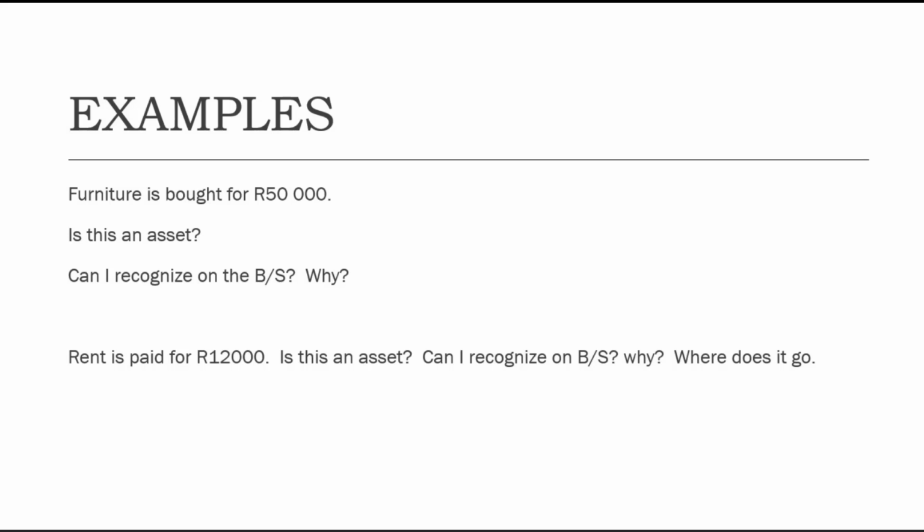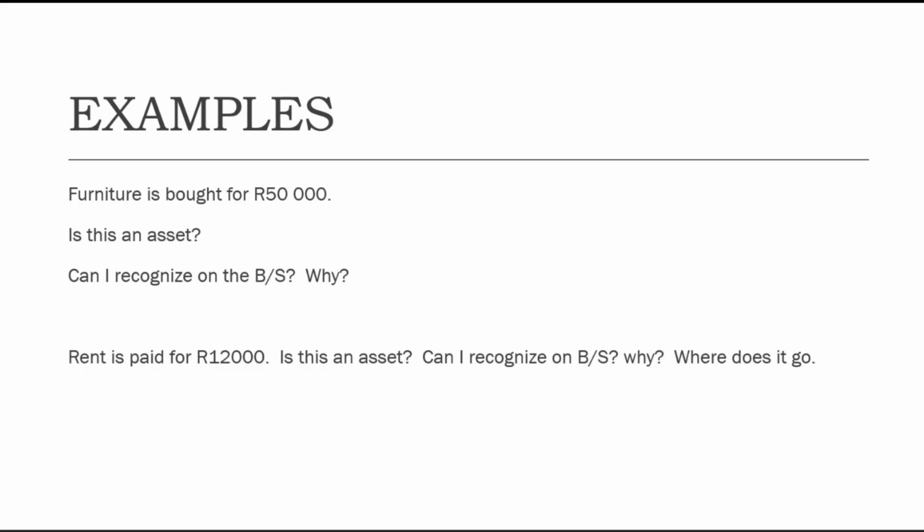The next question: now that it meets the definition of an asset, can I recognize it on the balance sheet? Victor also wrote, yes, we can recognize it as we have recognized it as an asset. Okay, all right. If we can recognize it, why are we able to? Does this furniture of 50,000 meet the recognition criteria? And what are the recognition criteria that we spoke about?